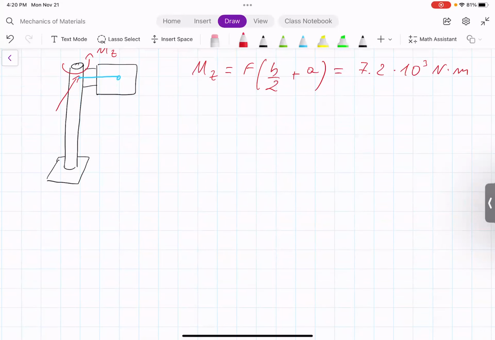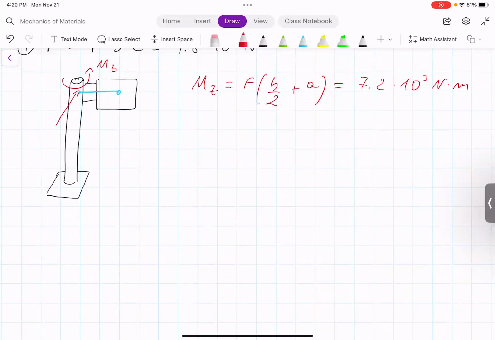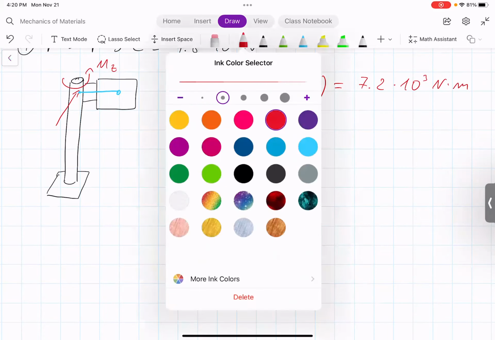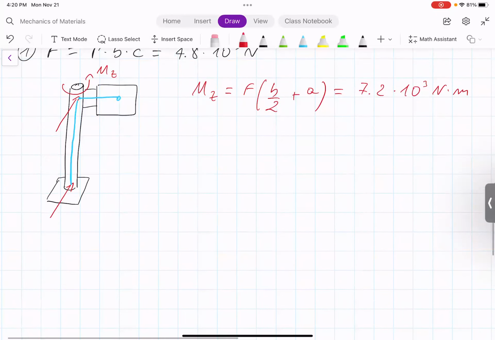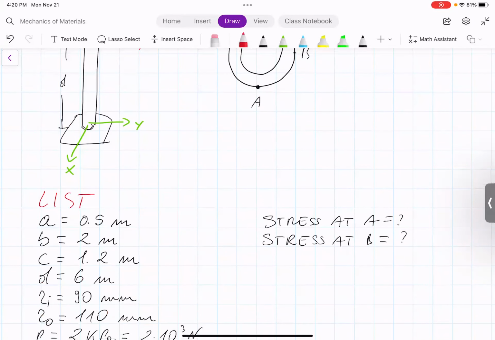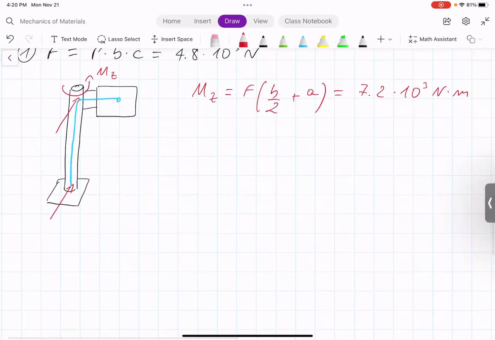So now we have to move the load from the top of the pole to the bottom of the pole. When we move the load from the top of the pole to the bottom of the pole, we basically move it by this distance here. And we also generate a certain moment, which is about a horizontal axis. The horizontal axis is the y-axis in this case. It means that we add a moment My.